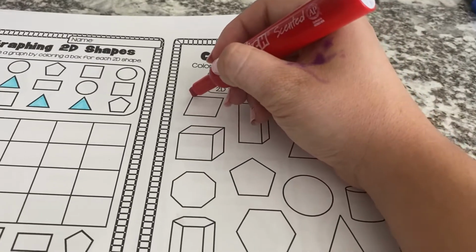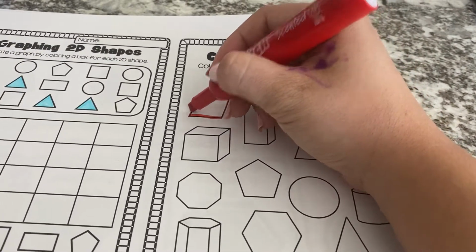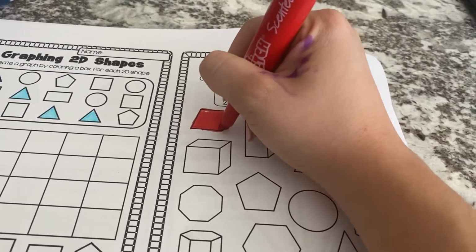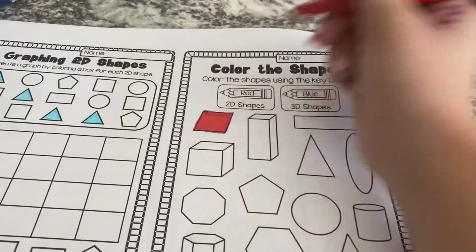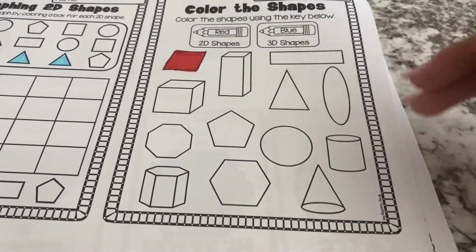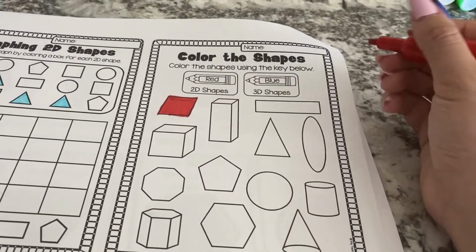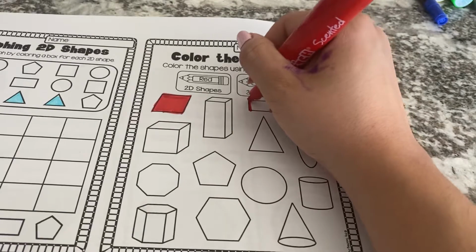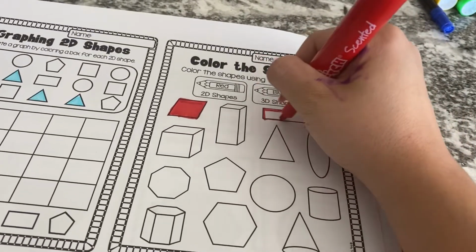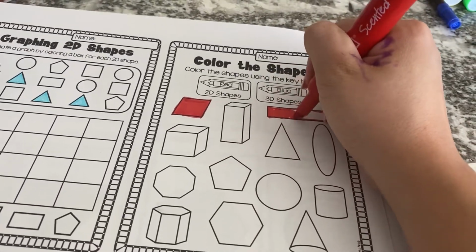So here we go. Here's one. I'm gonna color it in nicely. And this is a rhombus. Okay, so every time you color one, I want you guys to say the name of the shape. Okay, and I'm gonna do one more. Here we have a rectangle. Okay, I want you guys to color it nicely.